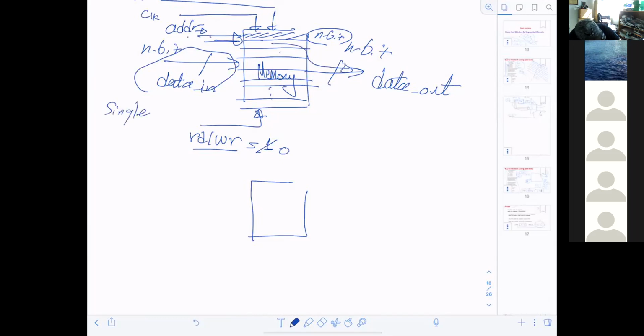So that's called single address plus memory. This memory can read or write. It cannot read and write at the same time. That makes sense?